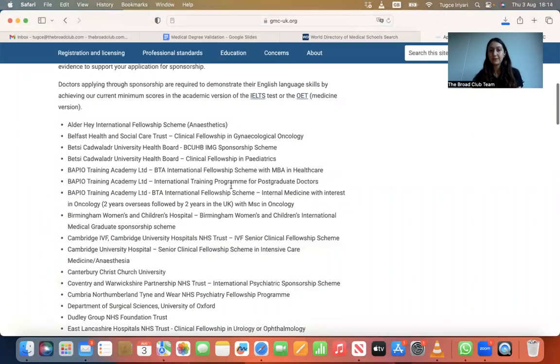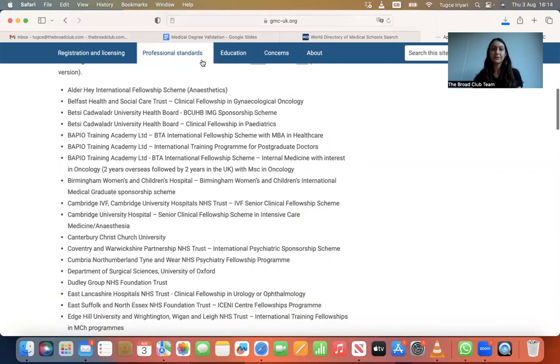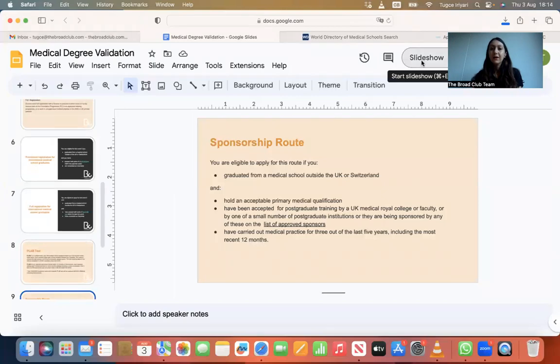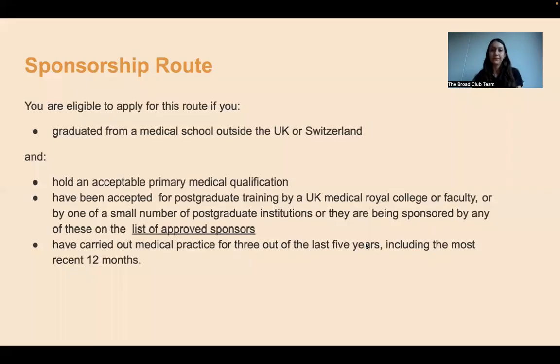You have to be accepted by one of those sponsors to do the postgraduate training. However, to be eligible for this, you need to have at least 3 years of work experience in the last 5 years, and the last year being 12 months of full work experience.